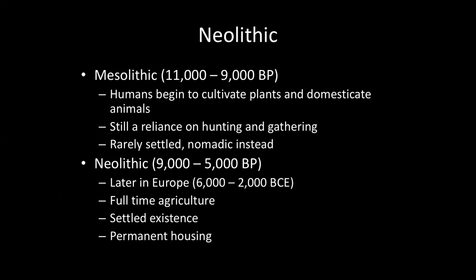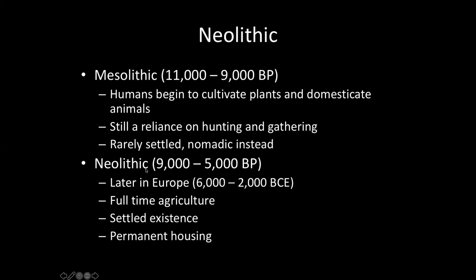So moving on to the Neolithic, and again, the Mesolithic is a transitional period. These years would be different depending on the part of the world that you're in. So in Western Europe, it's not actually this far back, but I'm giving you some pretty good dates. So humans began to cultivate plants and domesticate animals. There was still a reliance on hunting and gathering. It was rarely settled. It was nomadic instead. Although there's new research that showed that some hunter-gatherers in such good areas were rather settled.